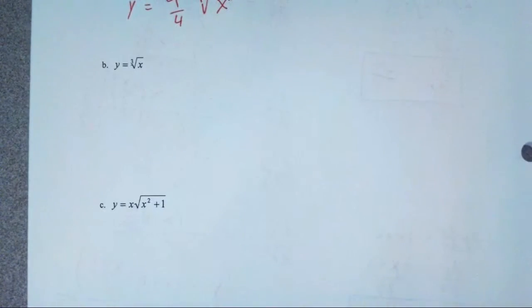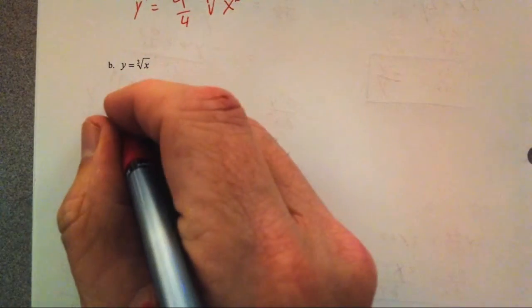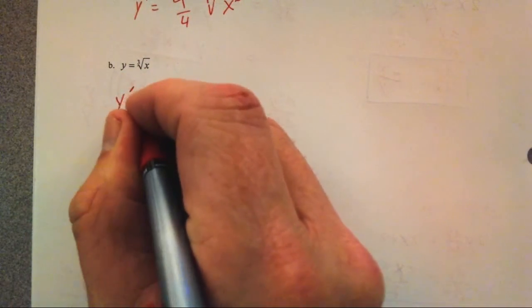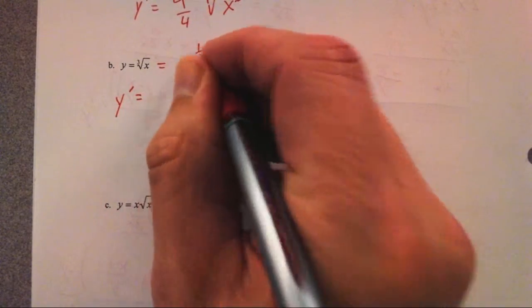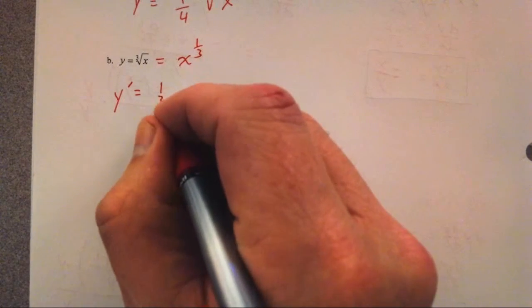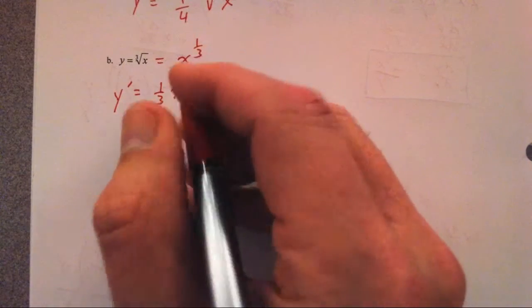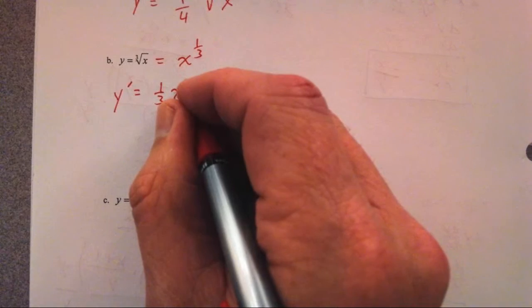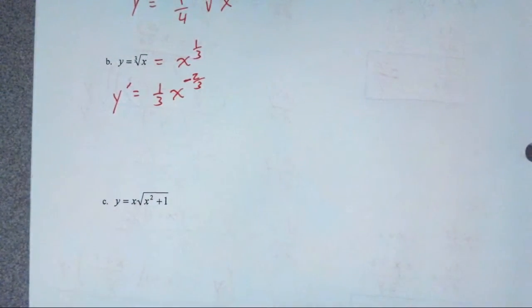Okay. So for B, I would rather not work with radicals and derivatives. dy/dx or y prime equals. Before I do that, I want to call this x to the 1/3. And now I'm going to treat it just like I did the problem above. So I get 1/3 x to the power reduced by 1, subtract 1, subtract 3/3, negative 2/3. And I don't think they would have that as our solution.